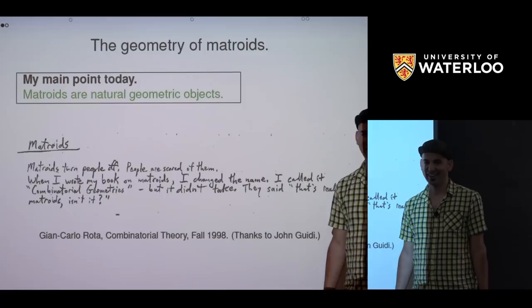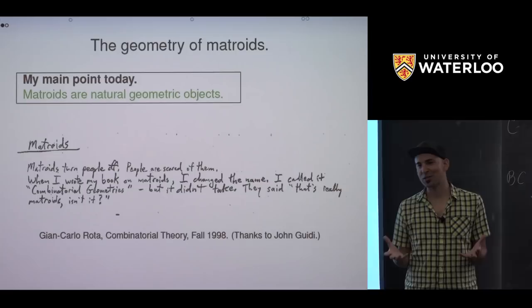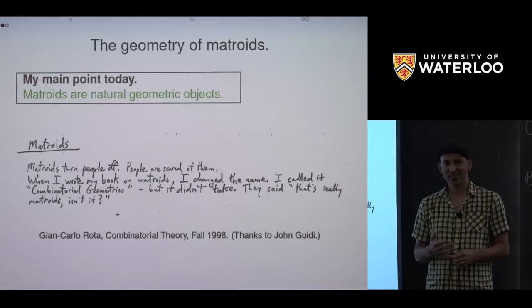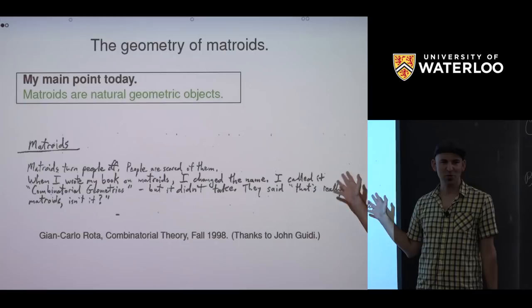And actually, Jim was just telling me that this was a bigger fight than I realized. So throughout the history of matroid theory, some people wanted to call them matroids. Some people wanted to call them geometries. And apparently, it got pretty heated, this debate. And Rota always wanted to call them geometries, but that didn't really stick so much, and they're called matroids.